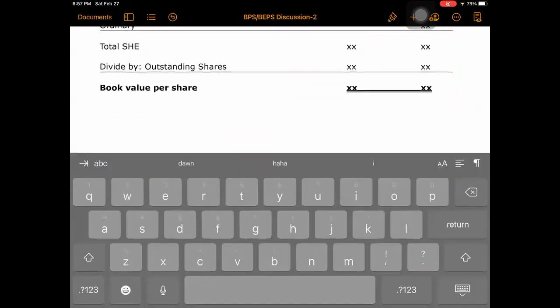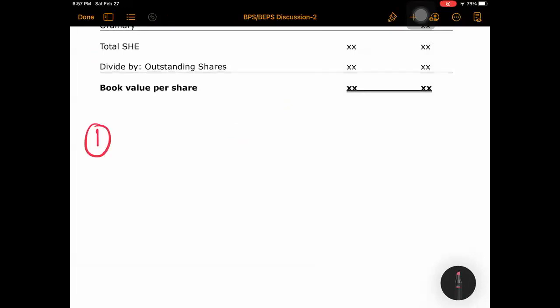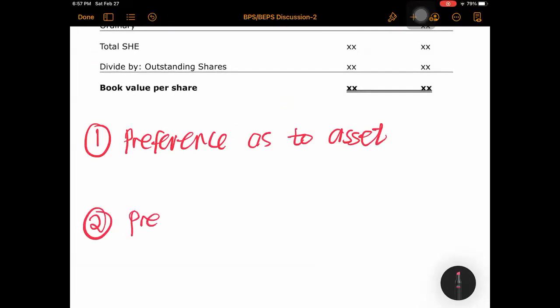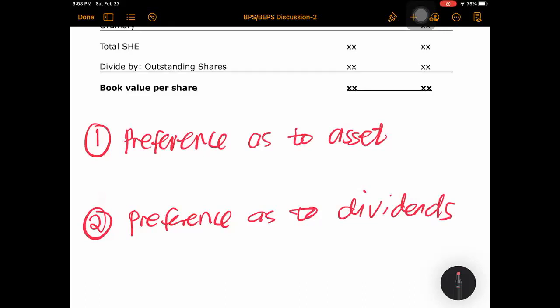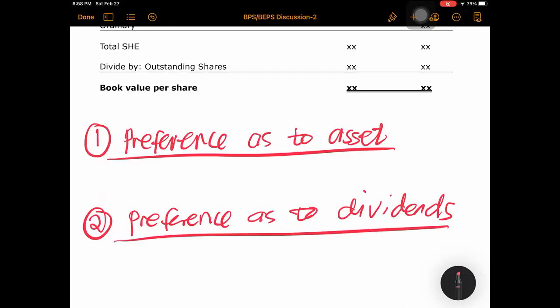So preference as to assets and preference as to dividend. So your preference shareholders, naa silay two preferences like option. So first is preference as to assets and preference as to dividends. So when you say preference as to assets, naa silay preference in case mag-liquidate as to the assets of the company. So unsa ang ma-receive ni preference shareholders if preference as to asset ang ilang gipili? So the preference shareholder will receive the liquidation value.